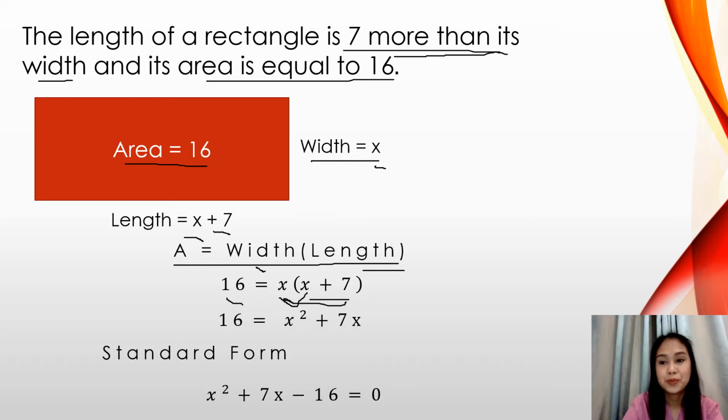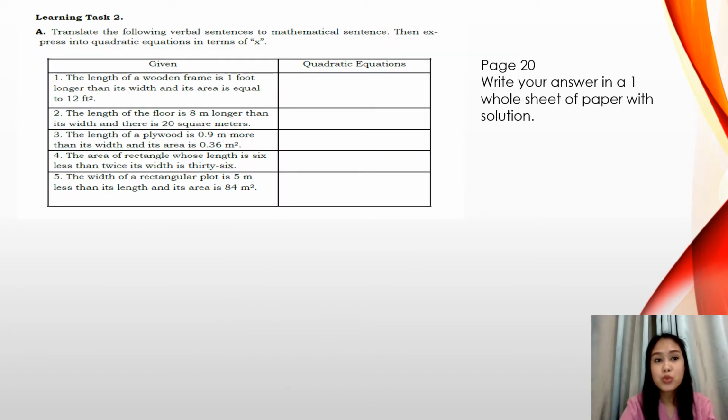Now, for our output for this week, you are going to answer learning task 2 letter A, which says that we have to translate the following verbal sentences to a mathematical sentence or mathematical equation, just like what we did before, then express it as a quadratic equation in terms of x. You can see this learning task 2 on page 20, and you're going to answer this on one whole sheet of paper with, of course, your solution on how you were able to get the mathematical equation or the quadratic equation.